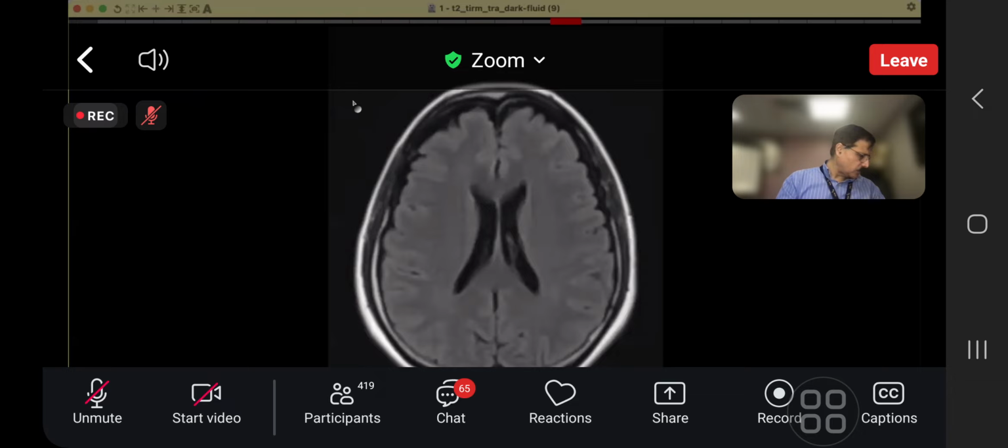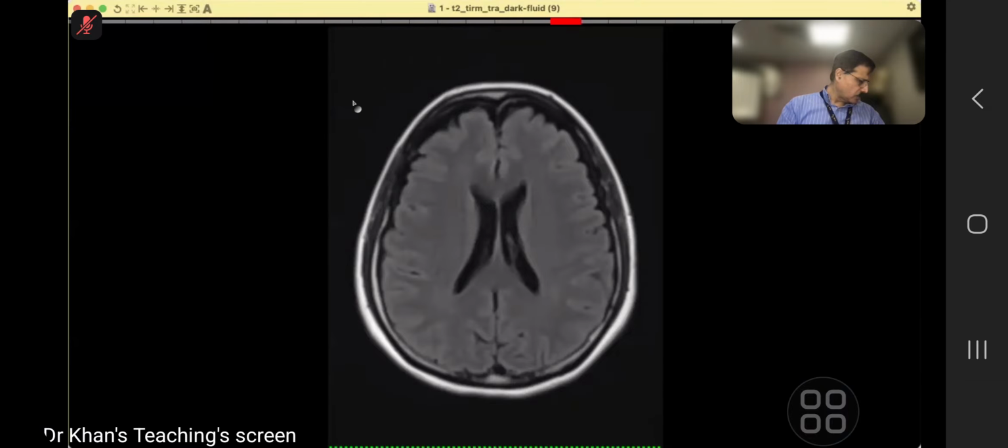So let me tell you that this is a 46-year-old female, who came to the hospital with headache and vomiting, and with that photophobia, and rule out subarachnoid hemorrhage, rule out meningitis. This is the differential which they have given.